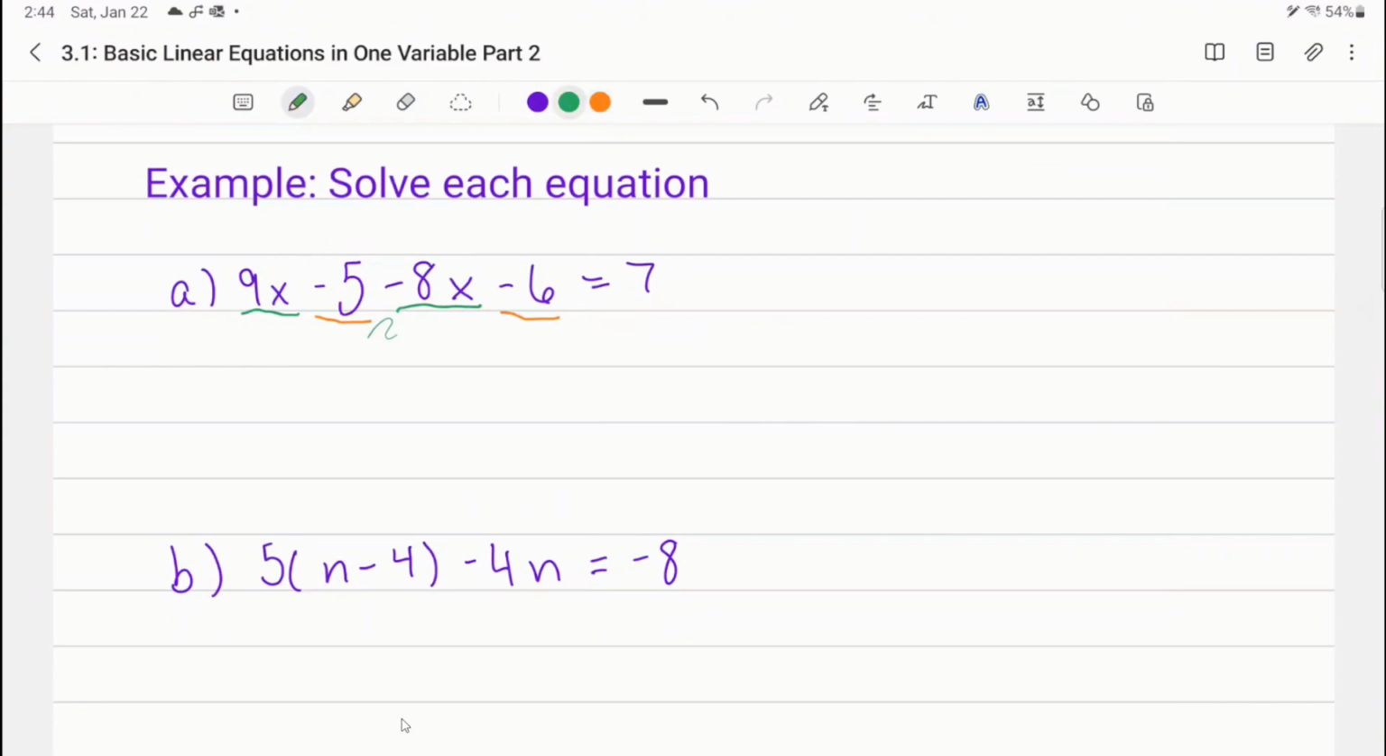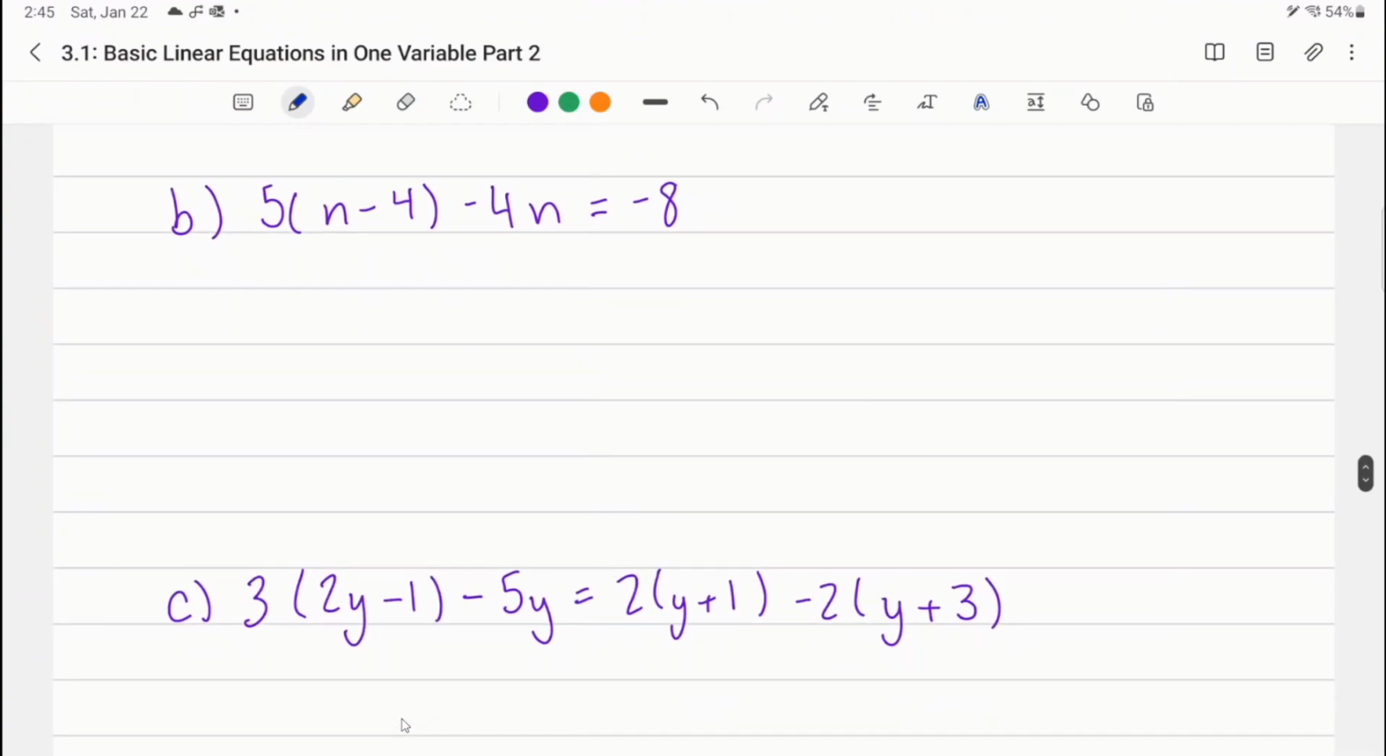9x minus 8x is 1x. Negative 5 minus 6 is negative 11. Equals 7. Now, 1x is the same thing as x. So I just want to get x by itself. So we're going to add 11 to both sides. On the left-hand side, the 11's cancel out, and we're left with x. 7 plus 11 is 18. So we get x equals 18.